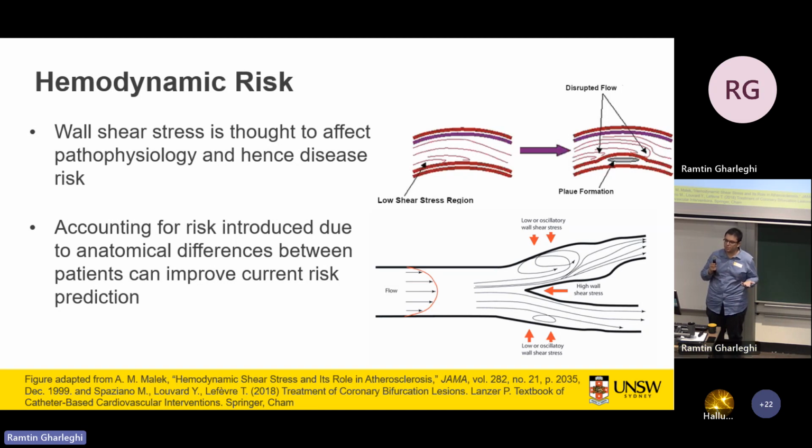It has generally been shown to heavily correlate with areas of disease progression. So if you can predict where the areas of low or oscillating wall shear stress are, that can help you identify patients that are at higher risk earlier, before it can progress into an actual severe disease.